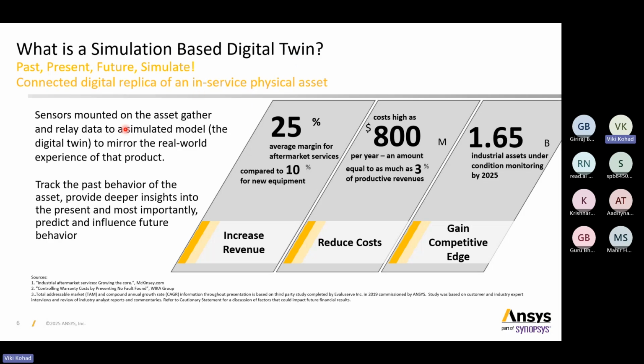Here you can see the sensor has been mounted on the physical asset. According to that sensor we gather the present data and we also have the past data. According to the past and present data we predict the future, meaning in the future, after 5 years, how this product will behave.